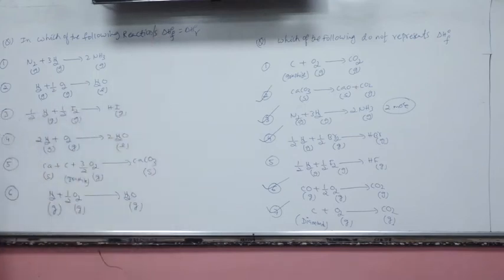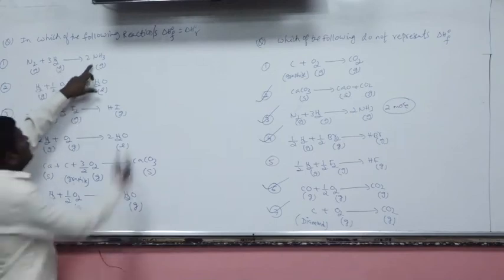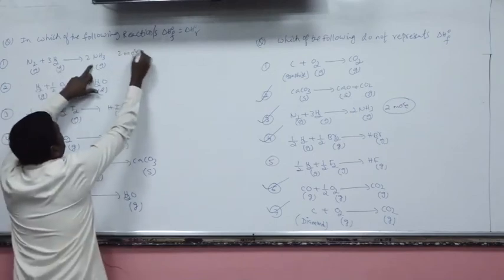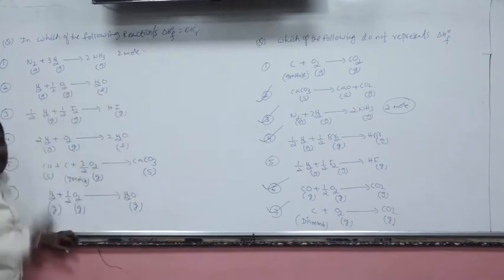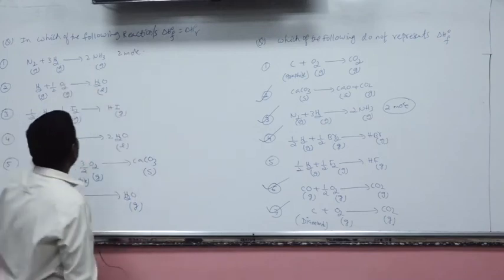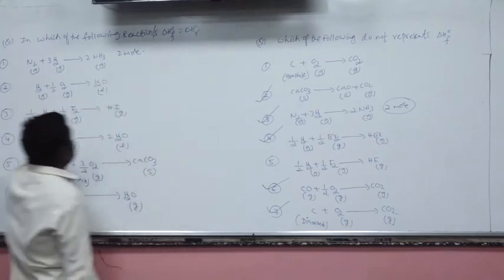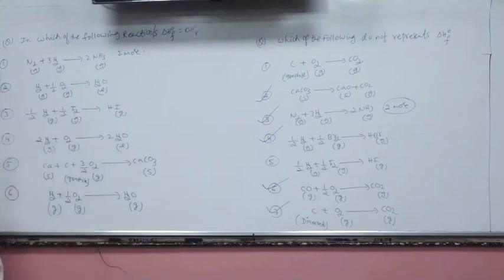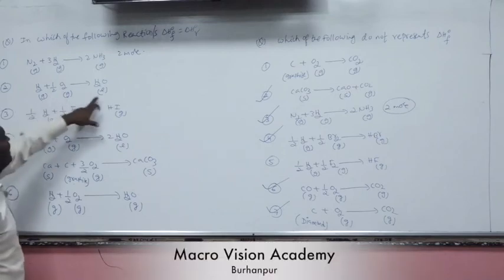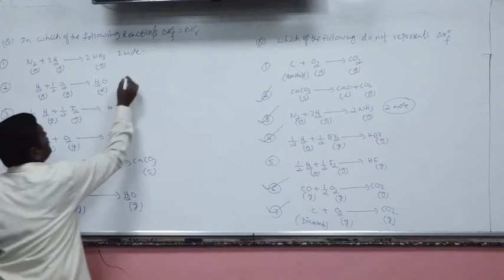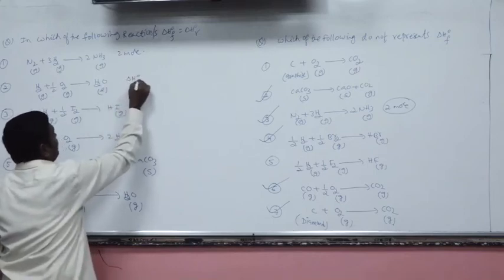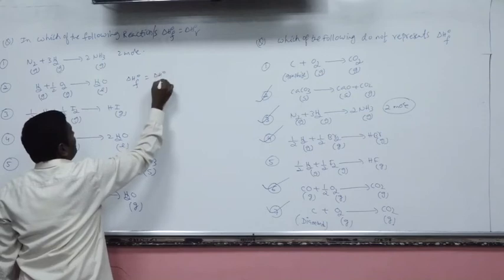Let us see. Here, first one. N2 combined with H2 to form ammonia. But how many moles of ammonia? 2 moles. But our statement is regarding 1 mole. Our statement corresponds to 1 mole. So in this reaction, these two are not equal. So this is not our answer. Now come to the second one. H2 combined with O2 to give H2O. Now in this reaction, standard enthalpy of formation, standard enthalpy of reaction.